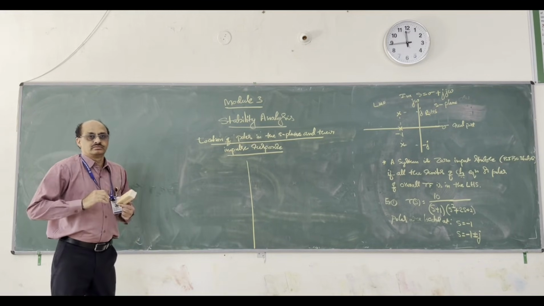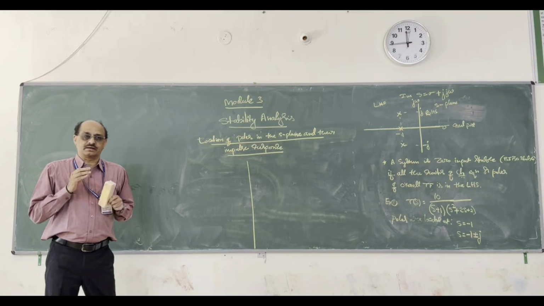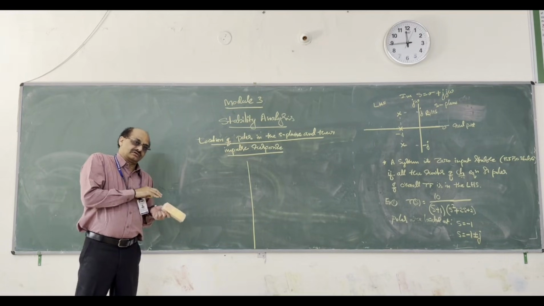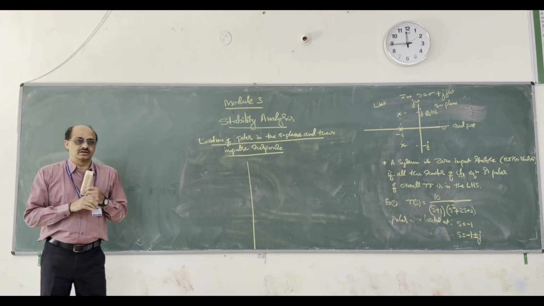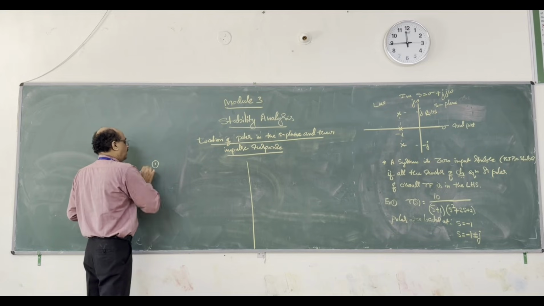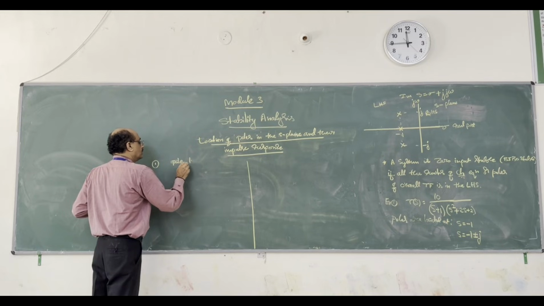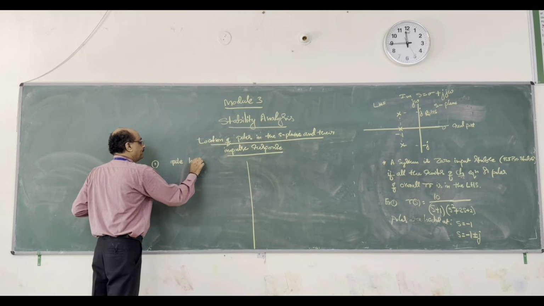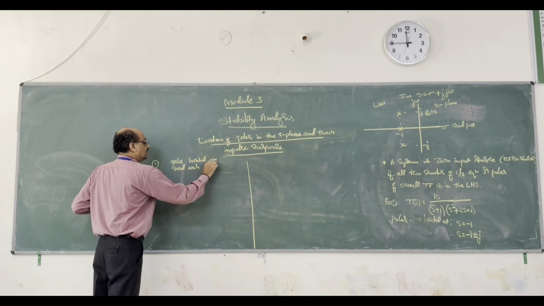So let us now take some examples where the pole is located in the left half of the plane, then on the imaginary axis, and the right half of the plane. What will be the response? Let me start with a pole located on the real axis in the left half of s.